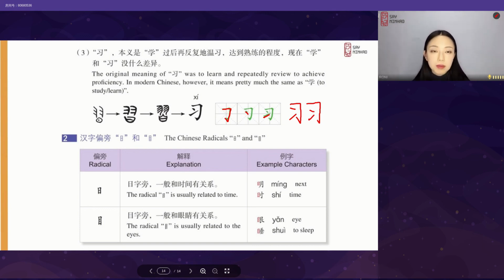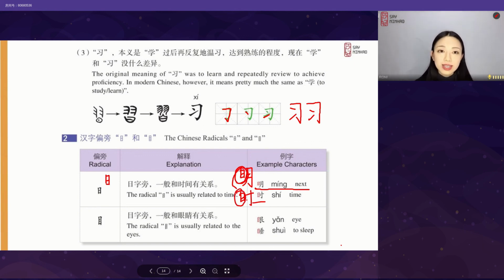Now let's see the new radicals for today. First one is 日字旁. We can see this is a really small and thin 日, the sun. The radical 日 is usually related to the sun. First one is 明, míng. It means next or the light, okay? So when I say next day, for example, 明天, it is the sun rising up again. And if I say the light, it is still about the sun. The light comes from the sun. So that's why we will use this radical, 日. Next one is 时, which means time. Time, obviously, is about the sun. That's why the left part of it is the radical 日.